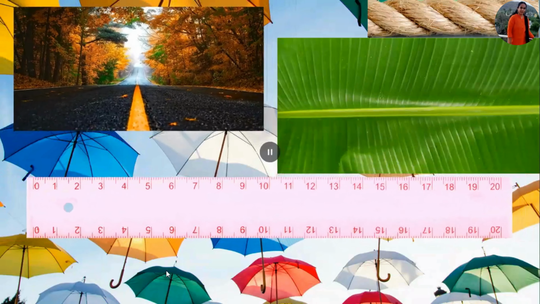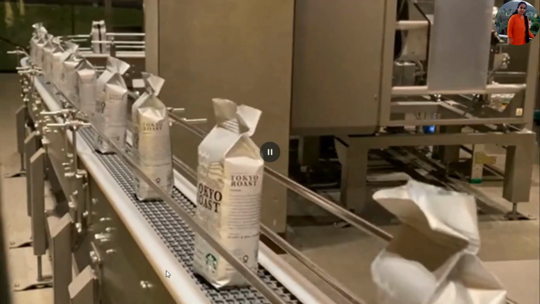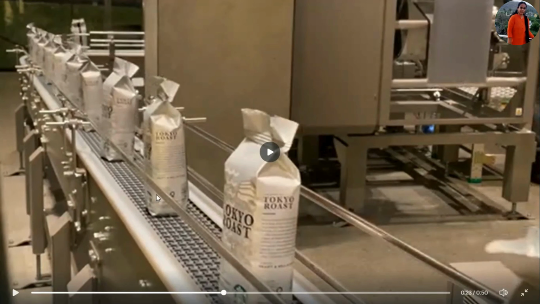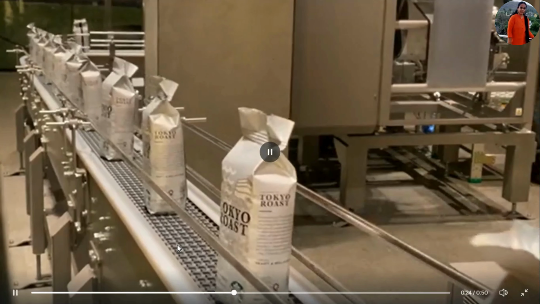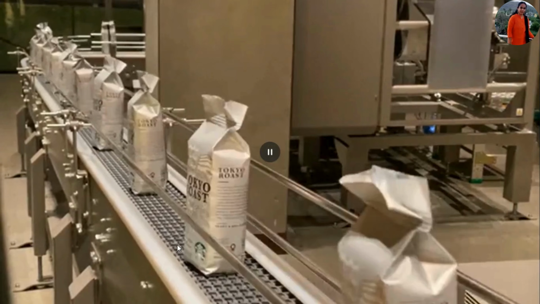Also, let us see where else we find straight lines. Now, have a look at this. This machine moves in a straight line. It has a belt, and this belt is constructed in such a way that it is straight. So this machine moves in a straight line. You can find straight lines here, and you can see other straight lines in other things also.